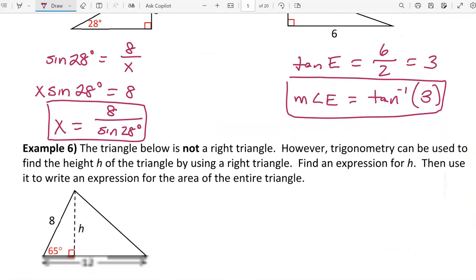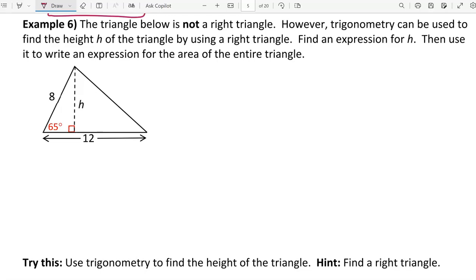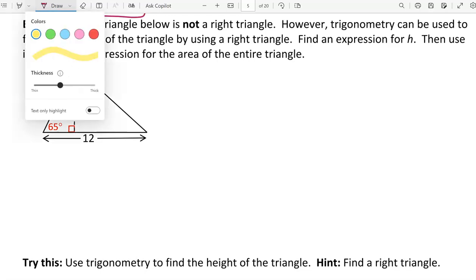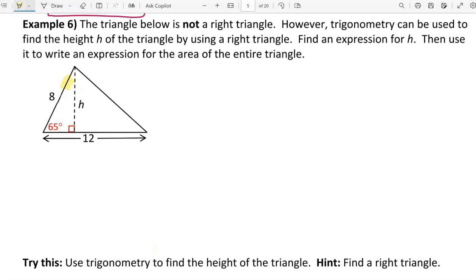All right, let's check out something else here. The triangle below is not a right triangle. However, we can use trigonometry to find the height of the triangle by using a right triangle that you see in the picture. So we're going to find an expression for h, and then we're going to use it to write an expression for the area of the entire triangle. All right, let's take a look at our figure here, and we want to be aware that here's a right triangle that appears sort of in the middle of the big triangle. And we need to use a right triangle if we're going to use SOHCAHTOA. SOHCAHTOA is not valid for any other kind of triangle.